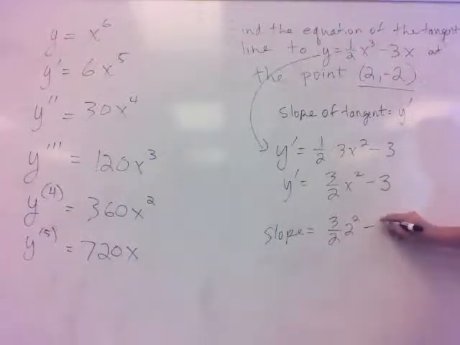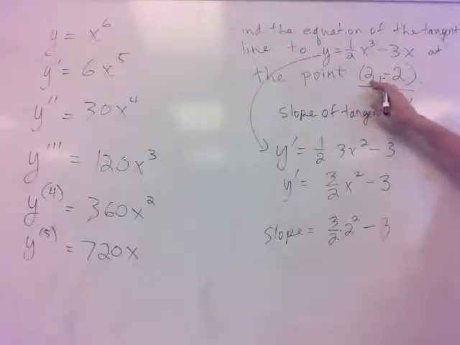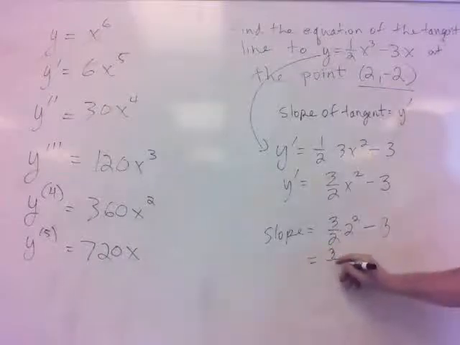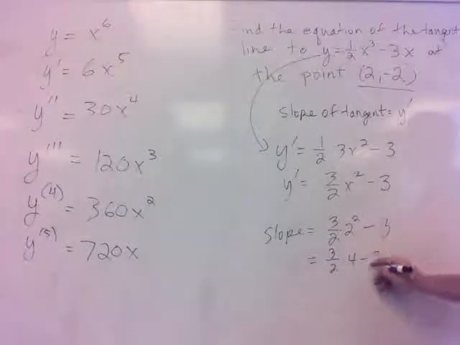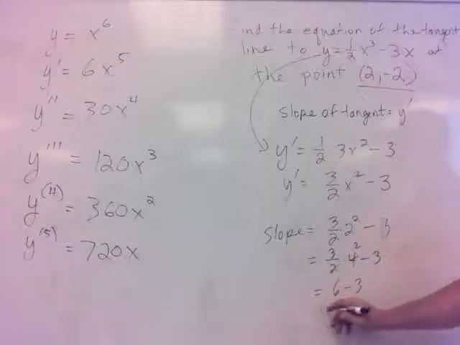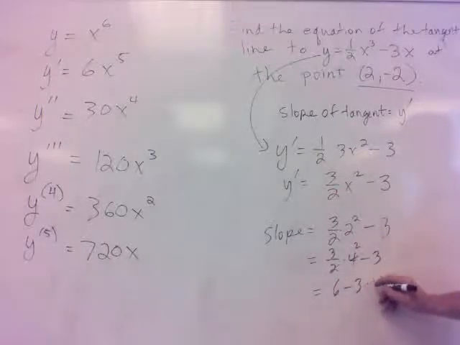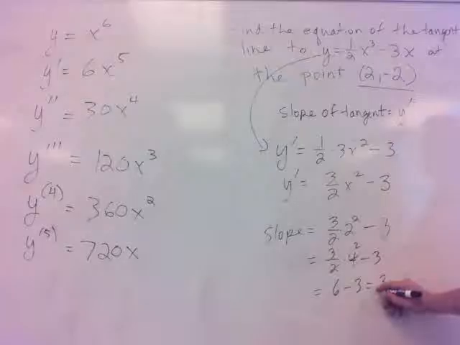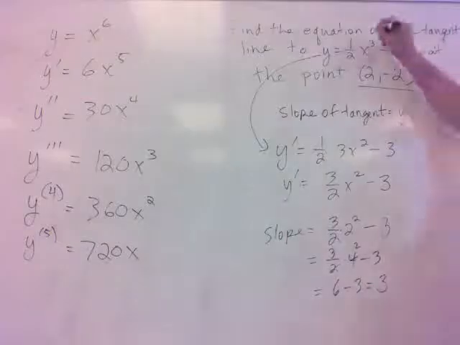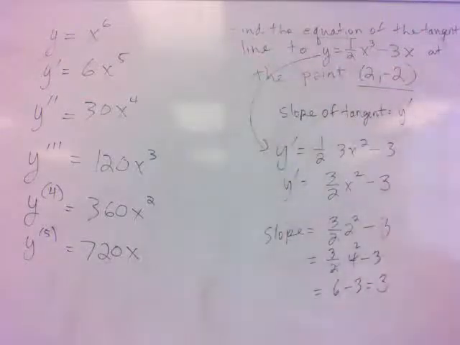And the x value here is 2, so I'm just going to plug in the 2. So it's 3/2 times 4 minus 3. Hey, that works out nicely. It's 6 minus 3, so that's 3. But that's still not quite the end because the question was find the equation of the tangent line.